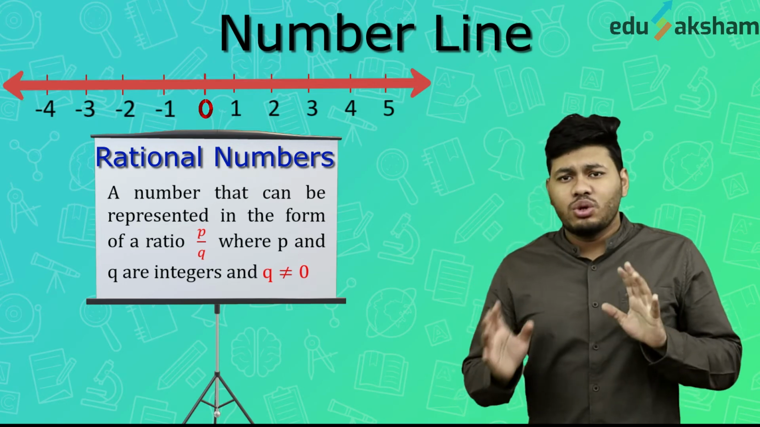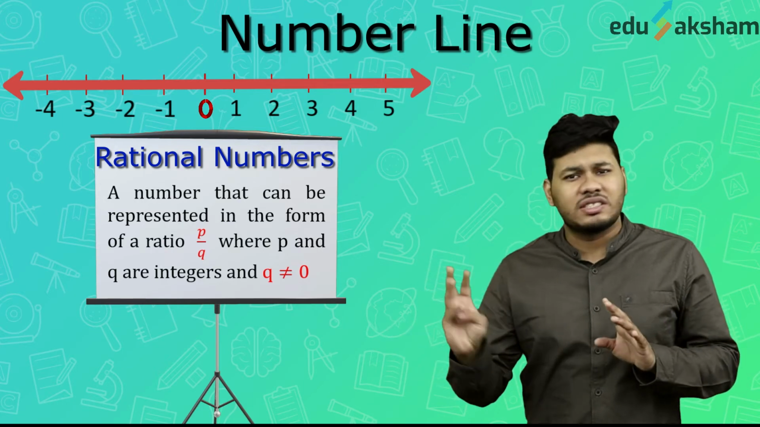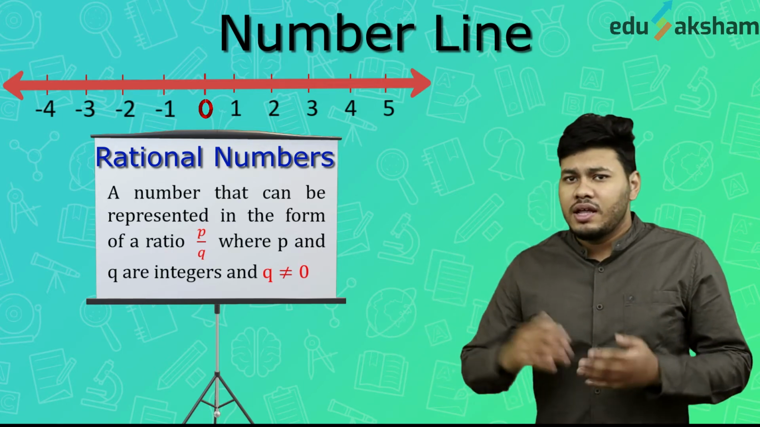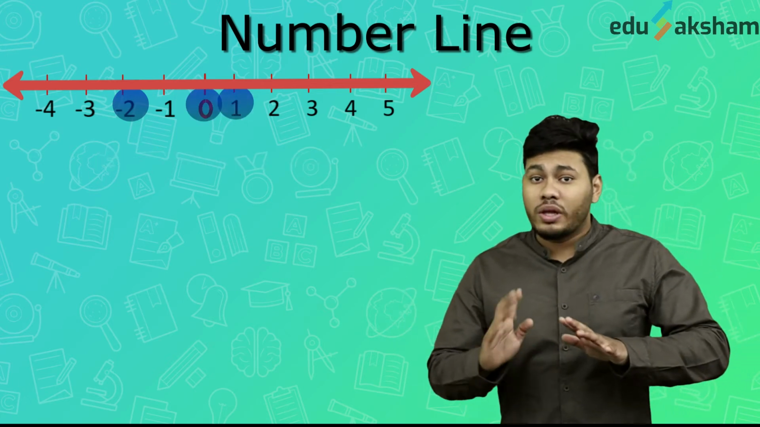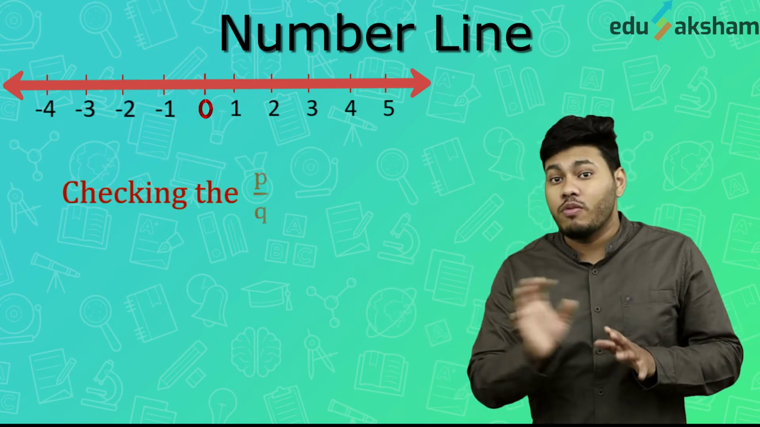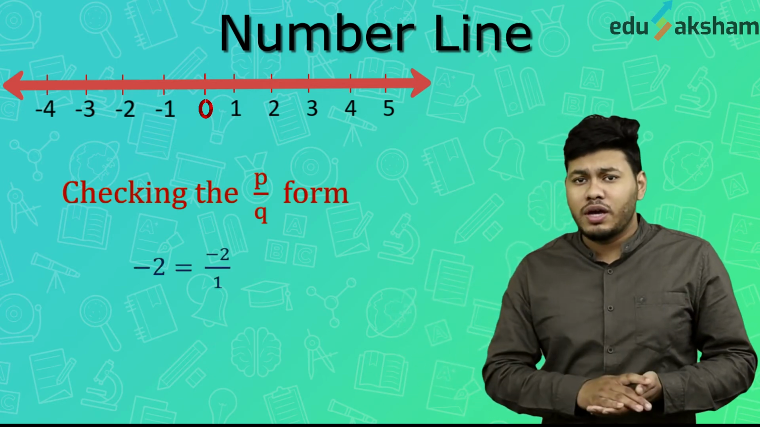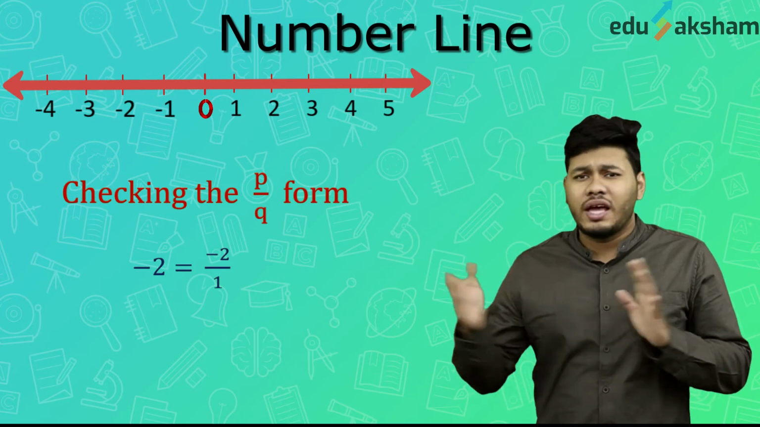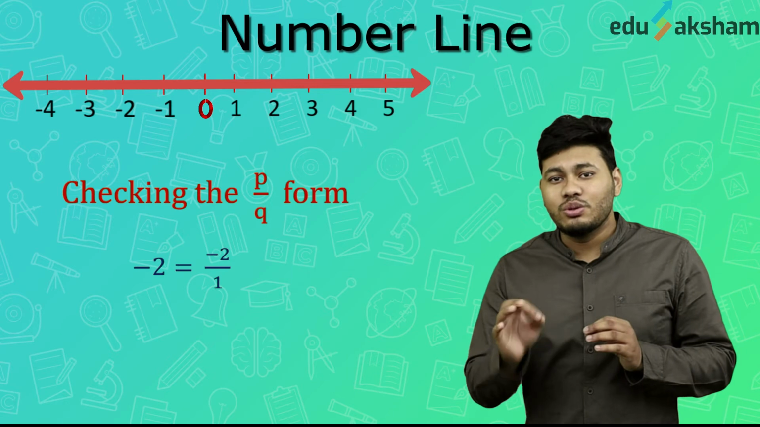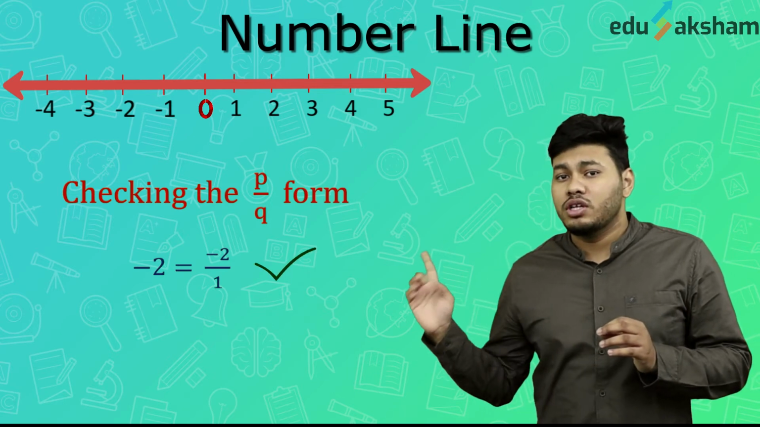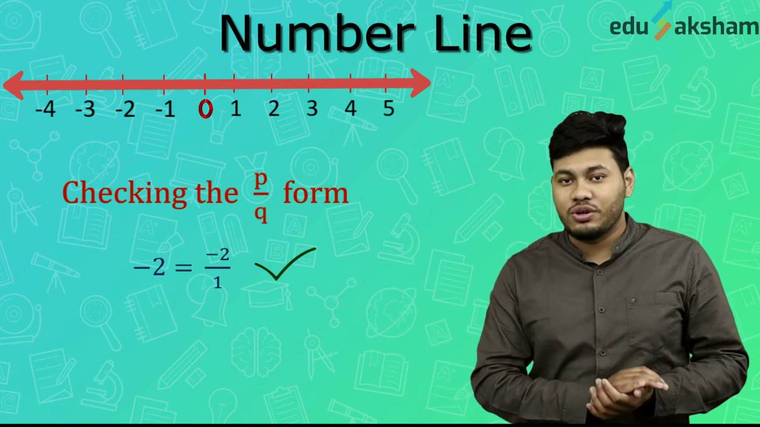Let us see. We will take three numbers which are exclusive to either one of the sets: integers, whole numbers and natural numbers. Let's take the numbers -2, 0 and 1. We will check whether we can represent these numbers in the form of a ratio. So -2 can be represented as -2 divided by 1 or -4 divided by 2 or any such ratio. So -2 is a rational number because both the numerator and denominator are integers and the denominator is non-zero.